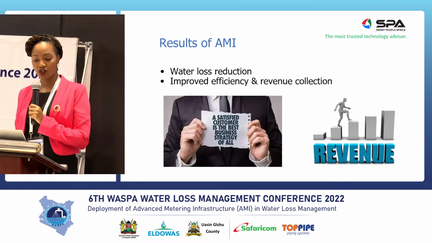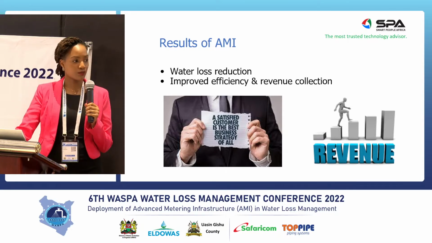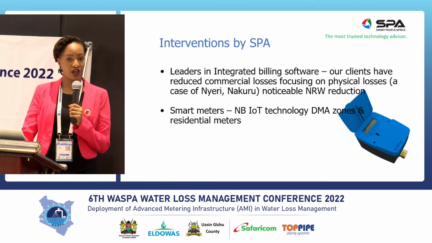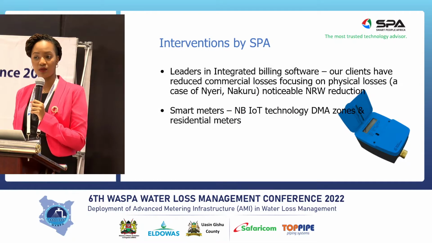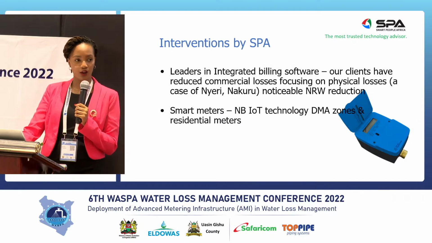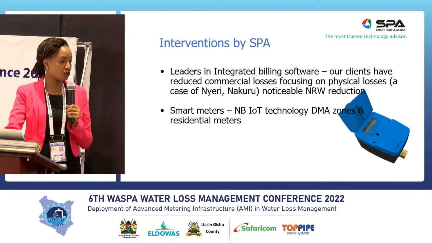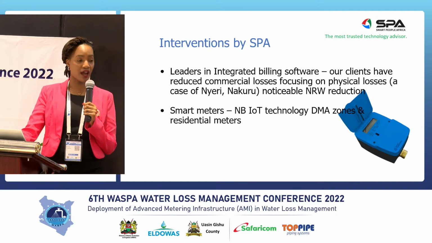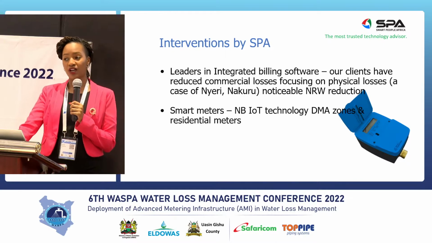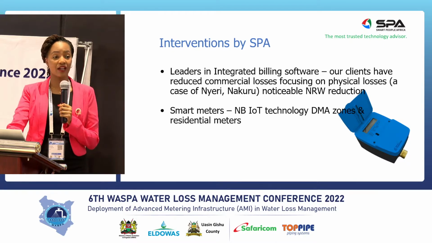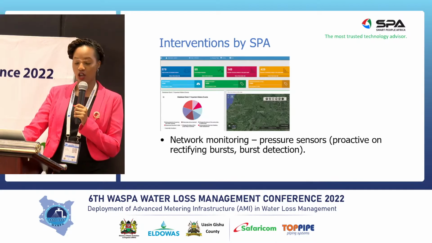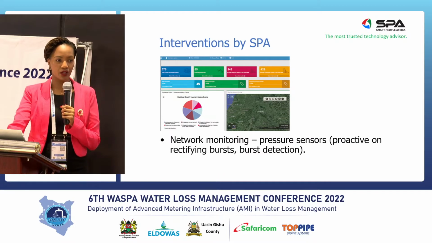Some of the interventions by SPA, as I have mentioned already, include an ERP system, an integrated billing system that is being used by a majority of the utilities across the different counties. We have the case of Nyeri and Nakuru, who have reported a reduction of NRW, especially the commercial losses. With that, they are now able to deal with the physical losses. This is one of the things that we are currently working on.